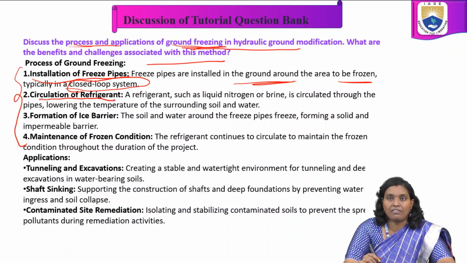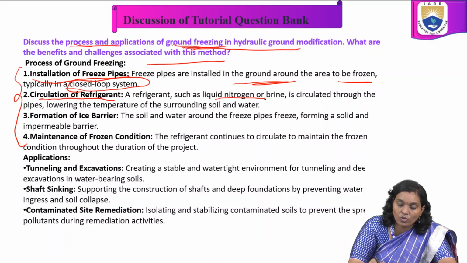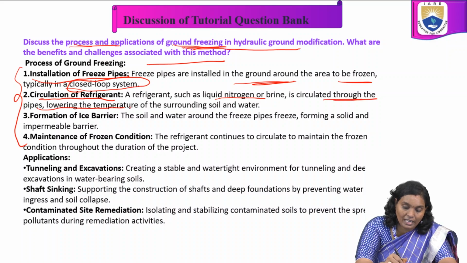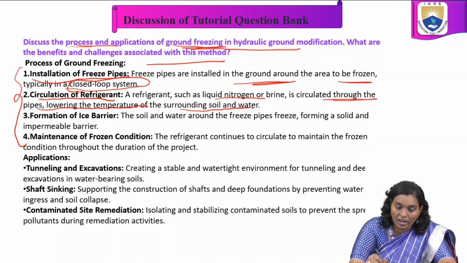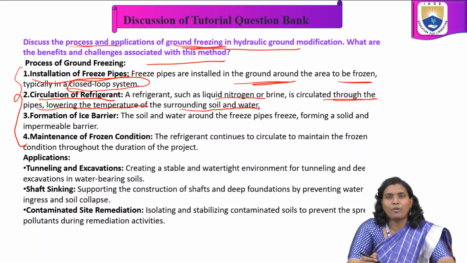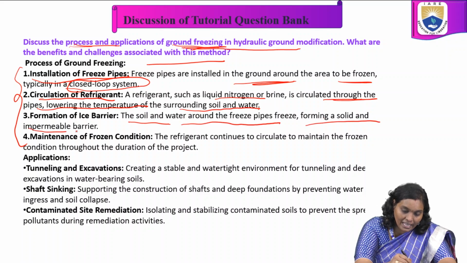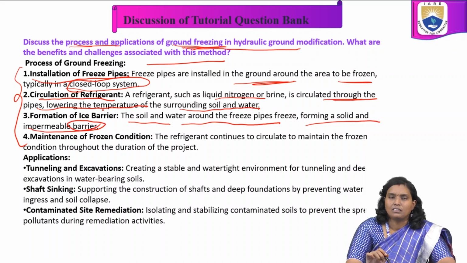A refrigerant such as liquid nitrogen or brine is circulated through the pipes, lowering the temperature of the surrounding soil and water. Formation of ice barrier: the soil and water around the freeze pipes freeze, forming a solid and impermeable barrier. It is termed as a barrier.